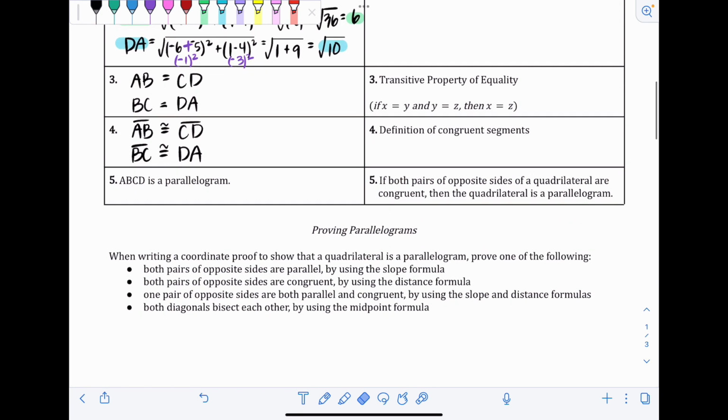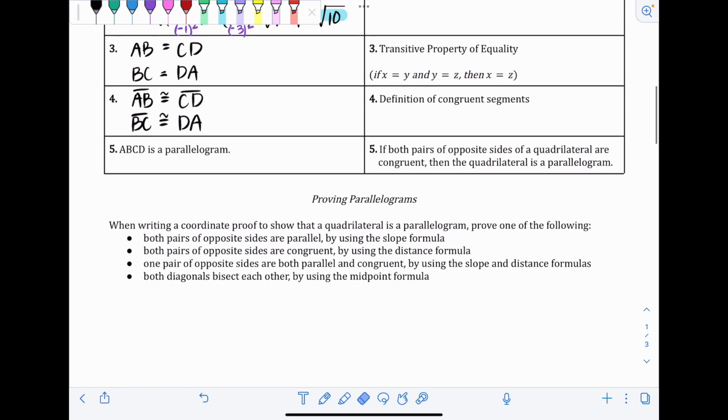Okay, so moving down, this next little part is just a few notes on different ways that you can prove that a parallelogram is a parallelogram. So when writing a coordinate proof to show that a quadrilateral is a parallelogram, prove one of the following. You don't have to do all of them. These are just different strategies we can take.